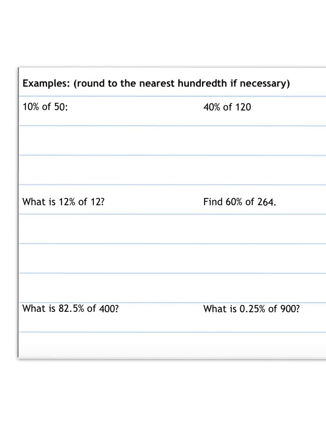Okay, here are some for us to try. I'll try a few with you, and then you can try some on your own. Again, you can use either a fraction or a decimal to find your answers. Okay, and it says here to round to the nearest hundredth if necessary, so just something to note. I'm going to do the first one as a decimal. So 10% of 50. 10%, move the decimal 2 to the left, so it'd be 0.1 times 50. On your calculator, that equals 5.